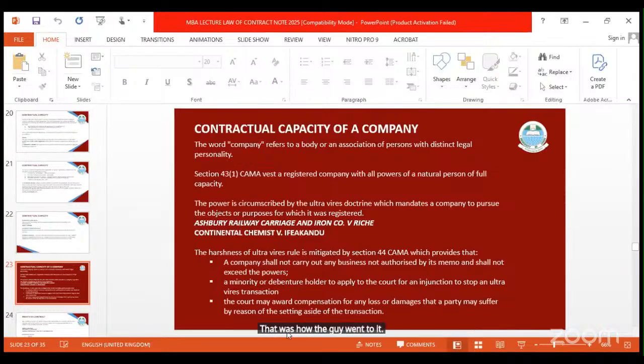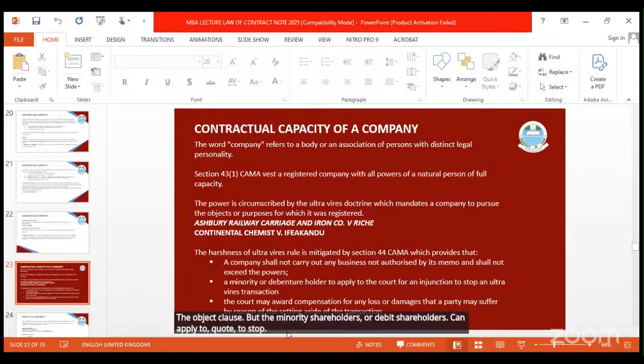Now, that is very harsh. Because of the harshness of that law, CAMA 2020, the new CAMA, has tried to reduce that effect. So while in the past there was no remedy, now there is a remedy. A company does not have powers to do anything outside the object clause, but the minority shareholders or debenture holders can apply to court to stop an action that is unauthorized.